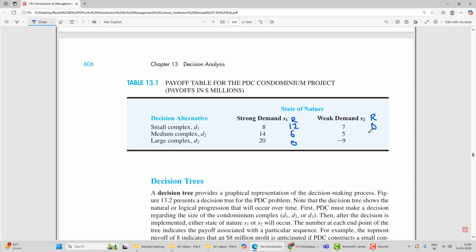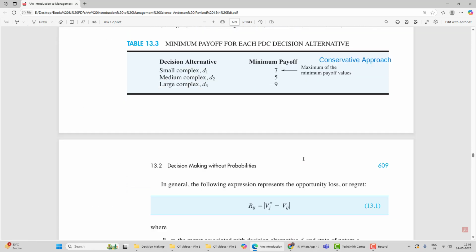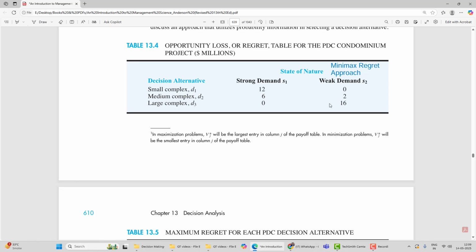If he has taken a decision D2 and is a weak demand, his regret will be 2 million, because he got 5 million but he could have got 7 million. If he goes for D3 and a weak demand is the reality, then he will actually end up making 9 million loss, or minus 9 million payoff, where he could have got 7. So 7 minus minus 9, it will be 16 million regret, right? So these regrets are now captured in this particular table here, right? So these are the regrets.